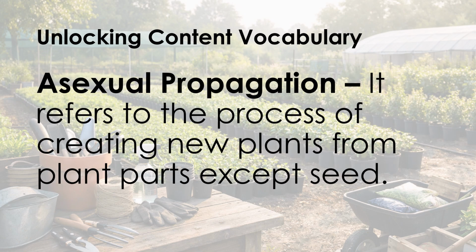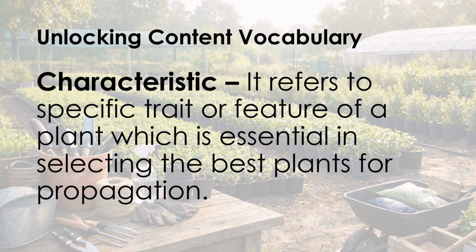Next, we have asexual propagation. It refers to the process of creating new plants from plant parts except seed. Example: a rose plant grown from a stem cutting will be identical to the parent rose. Characteristic. It refers to a specific trait or feature of a plant which is essential in selecting the best plants for propagation. Example: a mango variety may have the characteristic of being sweet, fiberless, and resistant to pests.